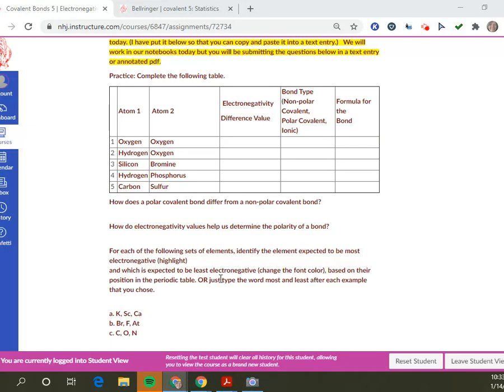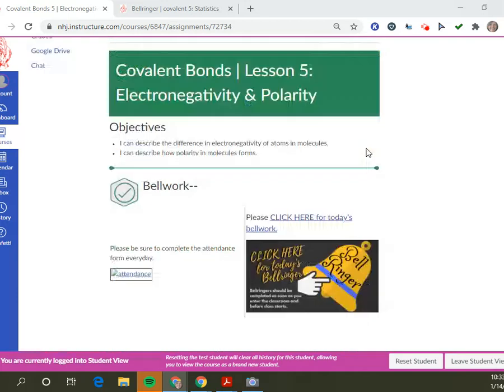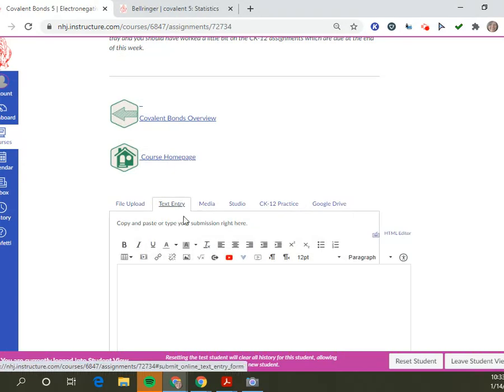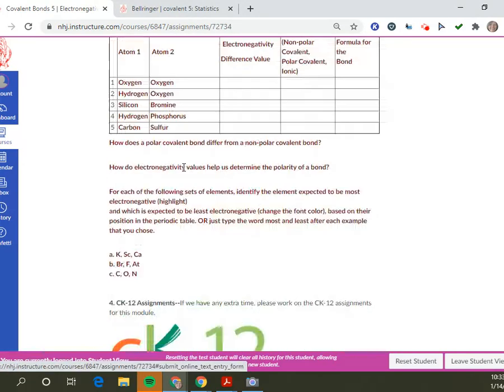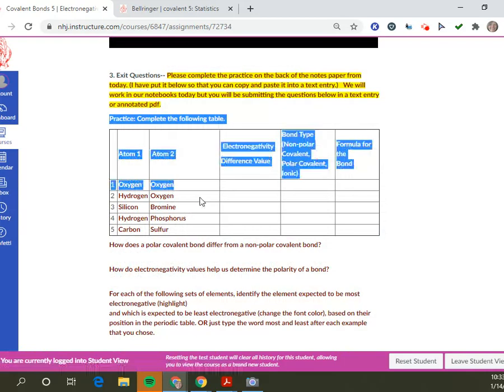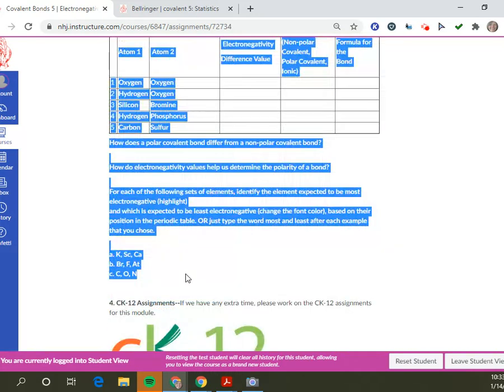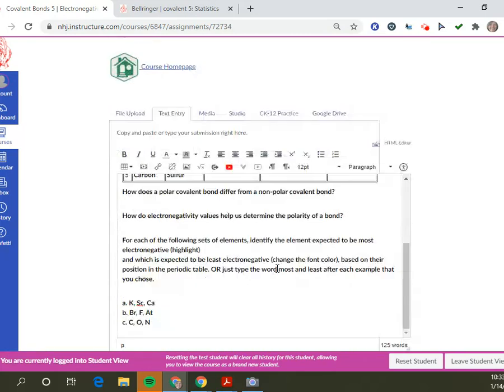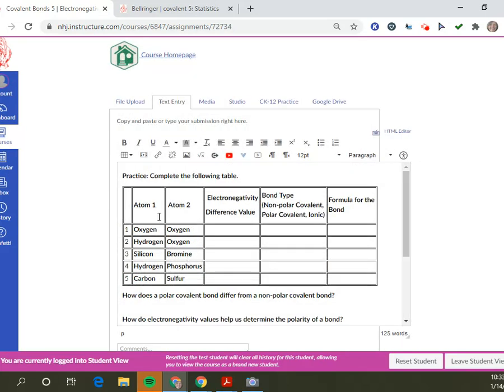Okay, so I brought us back into student view. What you can do if you go up to submit the assignment, hit submit assignment, you're going to pick text entry. And then we're going to come up and just copy this, go from practice to just the red letters there, Control C. And in your text entry box, you can hit Control V. It should do exactly that and give you the data table to work in.